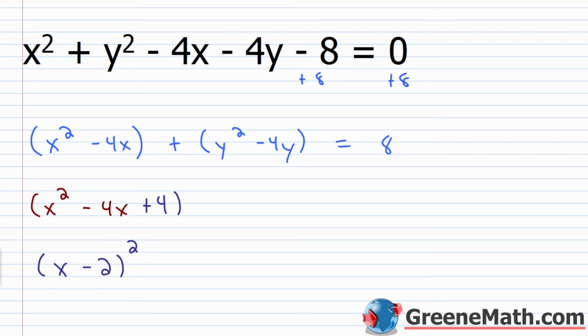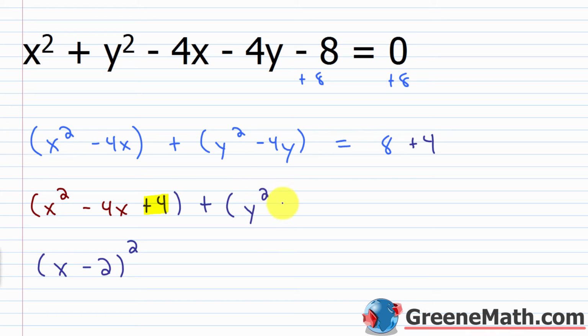Here's the issue though. I added 4 to this side of the equation, so I can't just do that. I have to balance it by adding 4 to this side of the equation as well. As long as I do that, everything is okay. So then plus, we're going to do the same thing over here.